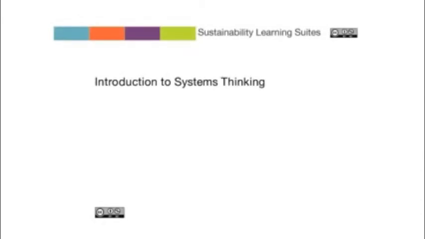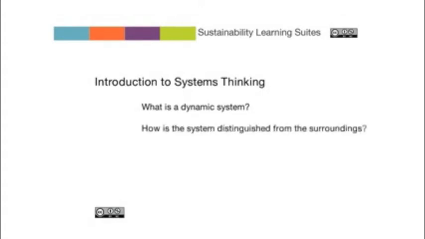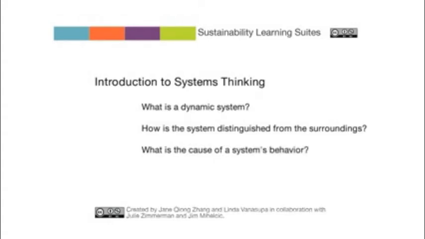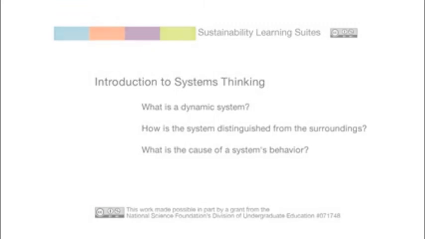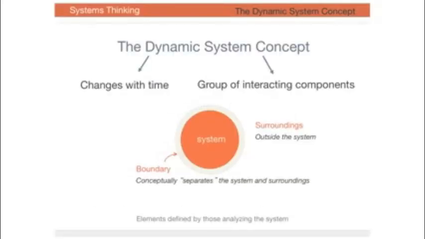Introduction to Systems Thinking. In this video, we'll define a dynamic system. We'll look at how that system is distinguished from its surroundings, and we'll examine the cause of a system's behavior. Systems thinking is a way of considering the whole rather than isolated parts of the system. Sustainable design requires that the designer be able to think holistically or use systems thinking.